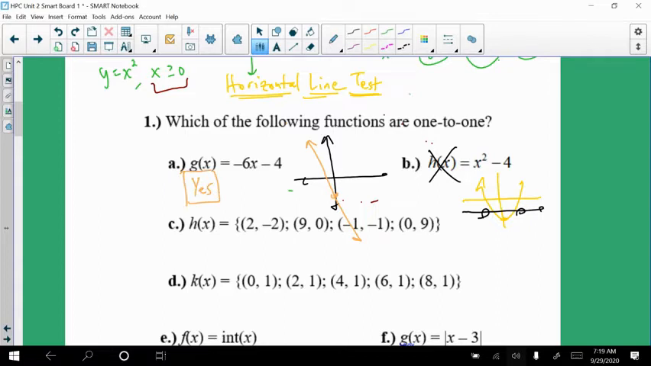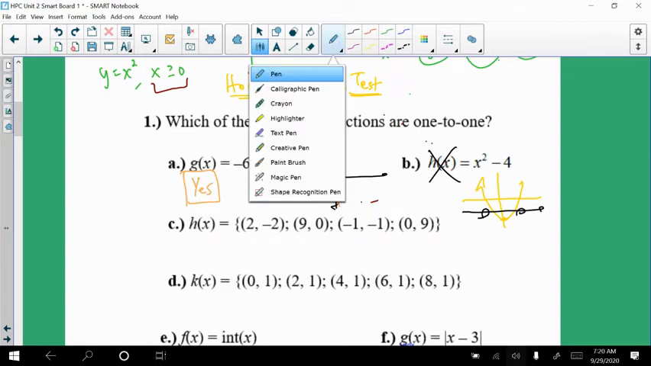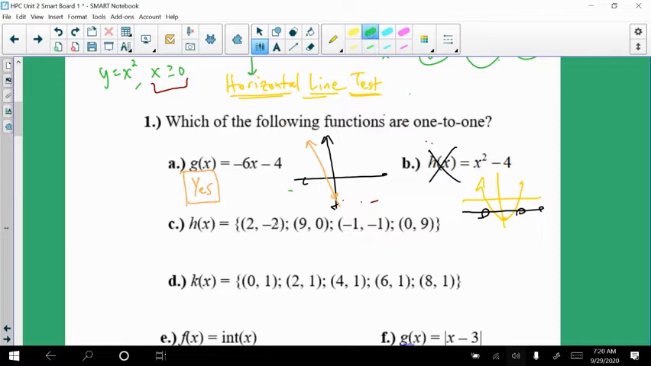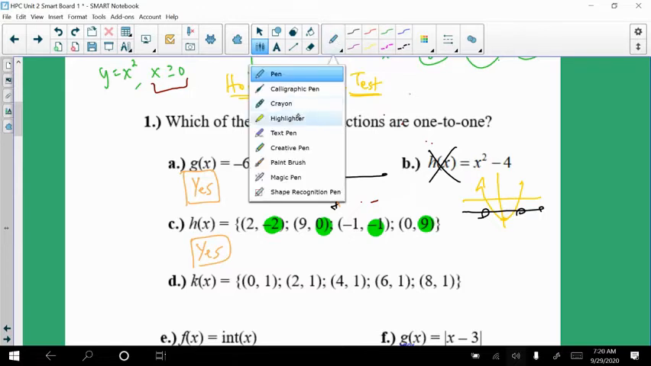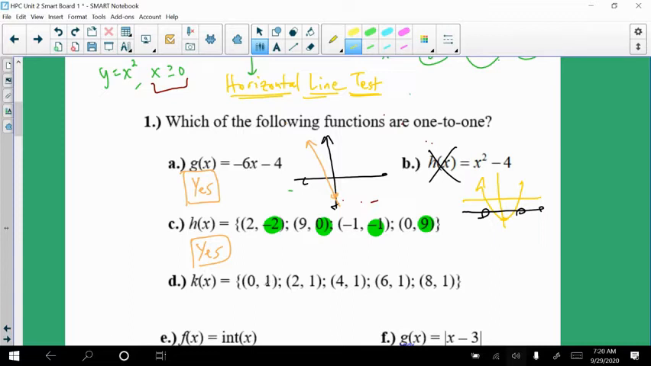Now, for piecewise or pointwise functions, you have to check: for every x, does it go to just one y? What you should maybe look at first are the y's. You have a -2, a 0, a -1, and a 9. Since there's no repetition there, only one x is going to each y. So yes, this is a one-to-one function as well.